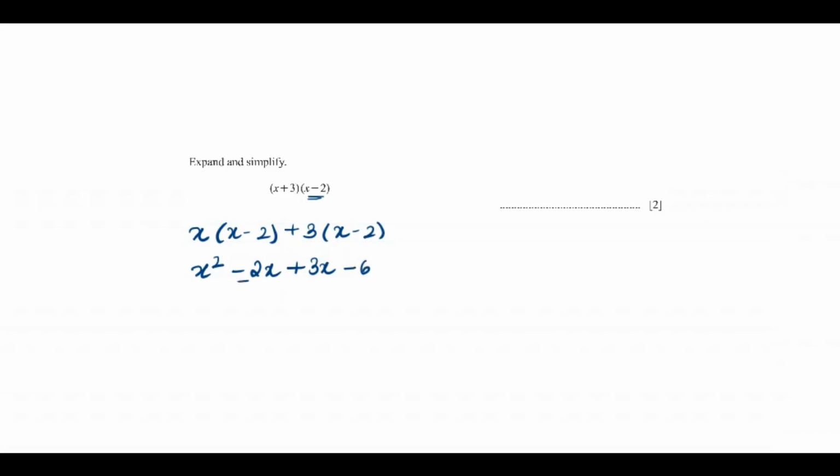Now these two terms can be further simplified. Minus 2 plus 3 would give me a plus 1, a plus 1x minus 6. This can also be written as x squared plus x minus 6, because if there's a 1, you can write it as the normal term itself. It's fine. Let's write it properly, x squared plus x minus 6.